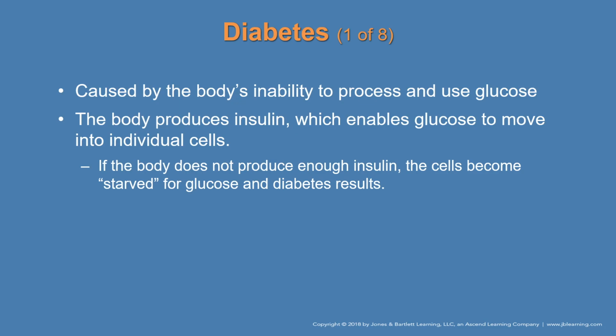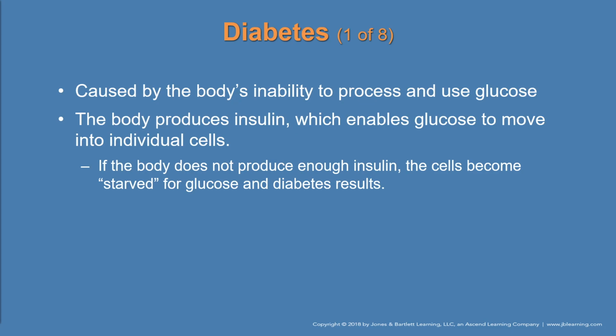All right, we're going to pick back up with diabetes. So diabetes is caused by the body's inability to process and use glucose, which is sugar, which is carried by the bloodstream to the body's cells. The body cells need both oxygen and glucose in order to make energy, in order to survive. And so the body produces a hormone called insulin that enables the glucose to be carried by the blood and move into the cell where it is broken down and used as fuel.